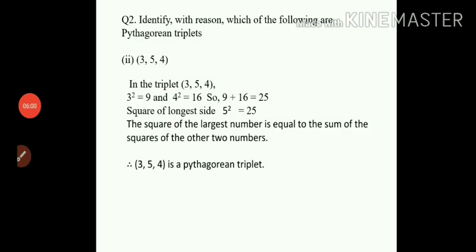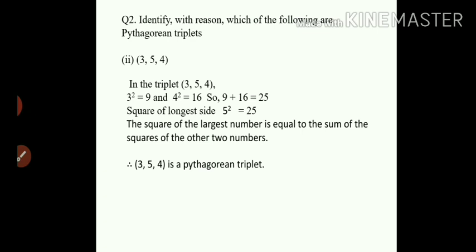Now question number 2, again see. Again I have taken a question of Pythagorean triplet, because you should know the same question is often asked in different types. The previous MCQ we solved, question number 1, was given in the form of date. Now here 3 numbers are given. Identify with reason which of the following are Pythagorean triplet.